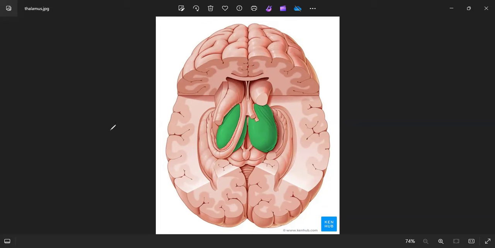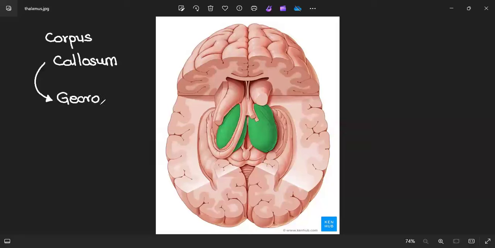What is the name of the structure that joins the two hemispheres together? Corpus callosum. I've mentioned that for those who have been with me for some time. The corpus callosum is the structure that joins the two cerebral hemispheres. And it's also called the George Washington Bridge.